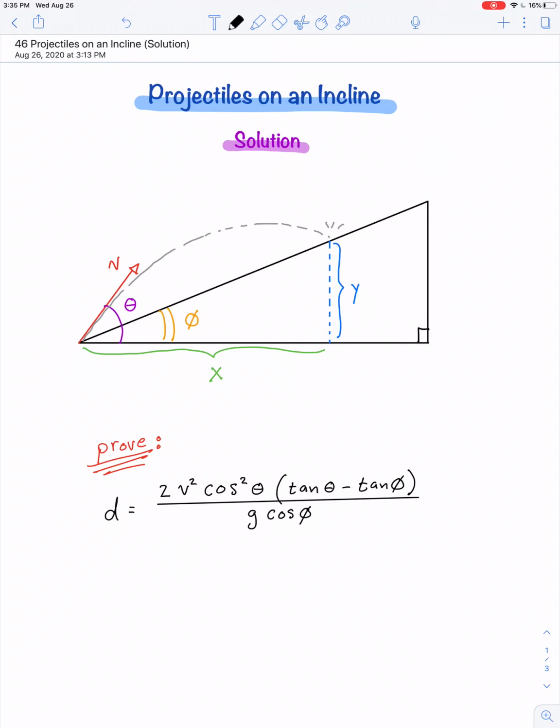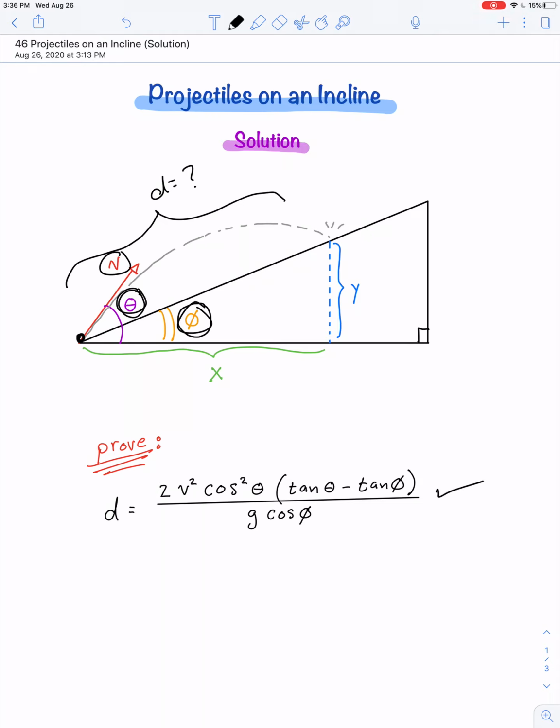Okay, in the previous video, I challenged you with this problem. If a projectile is launched from the bottom of an incline and the incline itself is angled as indicated with the symbol phi, and the launch angle is indicated as theta, then how can we determine the distance along the incline, right? What's a formula that expresses the value of d, provided we just know v, theta, and phi?